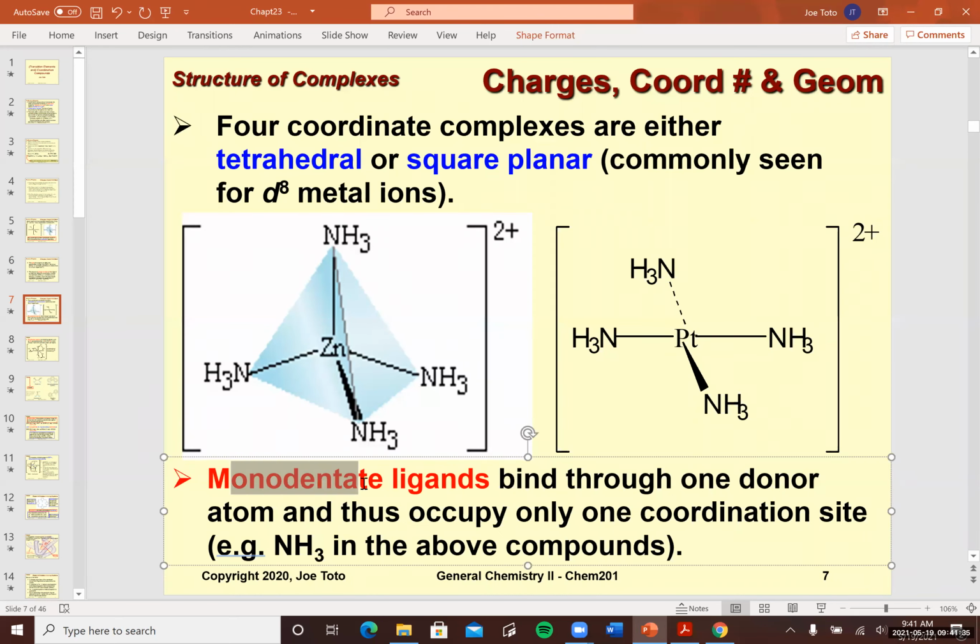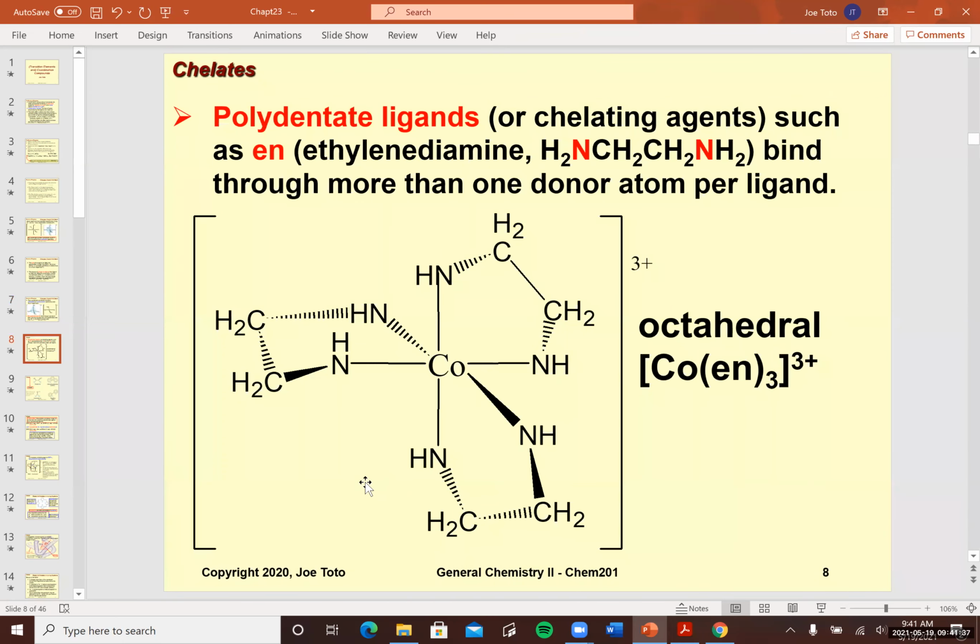We introduced the idea of monodentate versus polydentate ligands. The first polydentate ligand we looked at was ethylenediamine, where the lone pair of electrons that centered on the nitrogens were donated into forming coordinate covalent bonds with cobalt. And so a structure looks like that. It's octahedral. It has a coordination number of 6, even though it only has 3 ligands. And the reason why is because ethylenediamine is a bidentate ligand.